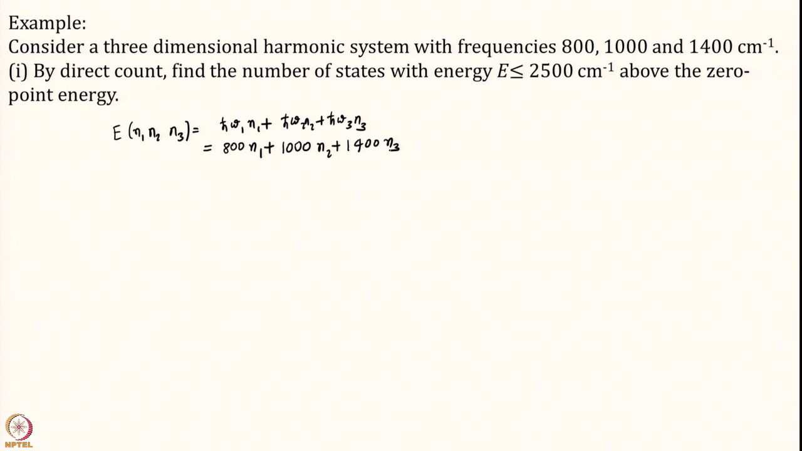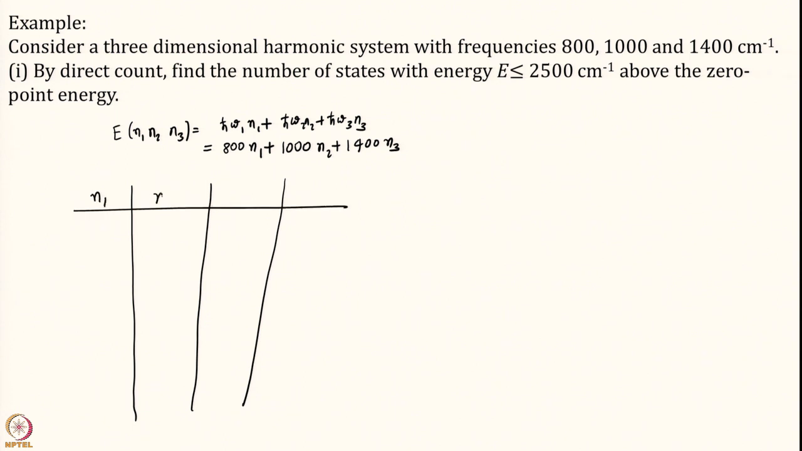So, we have to literally calculate all possible combinations of n1, n2 and n3 such that the energy remains less than or equal to 2500 wave numbers. So, we are going to manually calculate it. There is no formula now. n1, n2, n3, energy, and we will count only those combinations for which E is less than 2500.